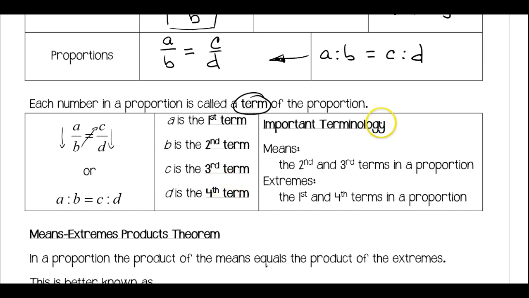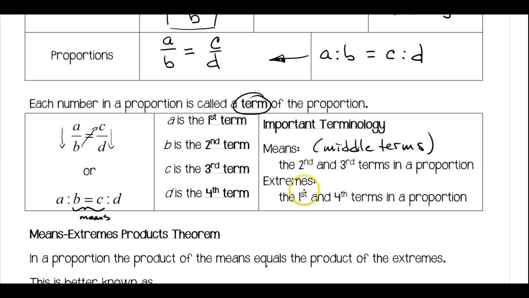And then some very, very important terminology. You have to understand the meaning of these words. If you don't, you're not going to be able to answer many of the questions, and you're going to be confused throughout the chapter. When we talk about the means, those are really the middle terms. When we write this as a proportion with colons, it's easy to see that B and C are in the middle. Those are the means. The second and the third terms are the means.